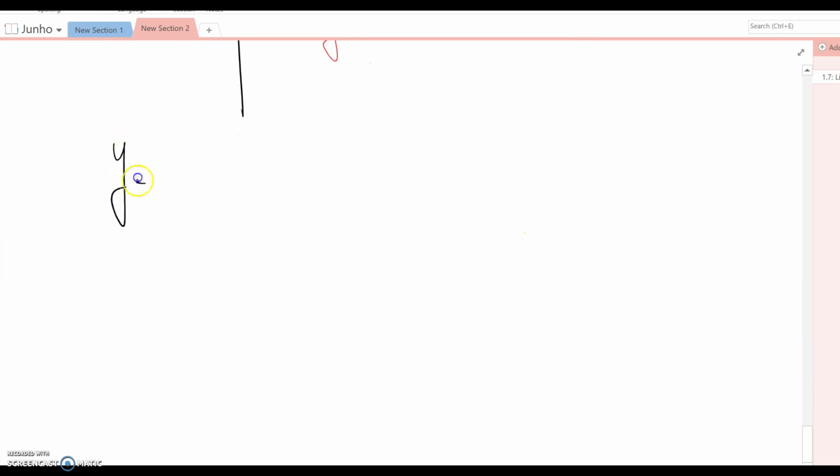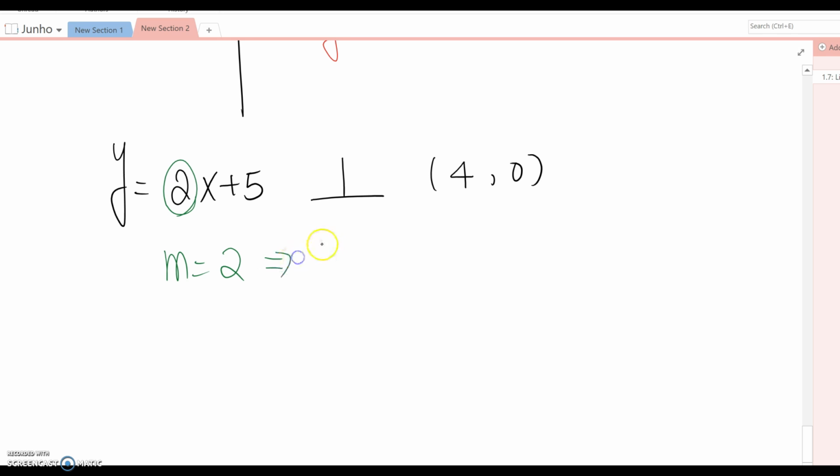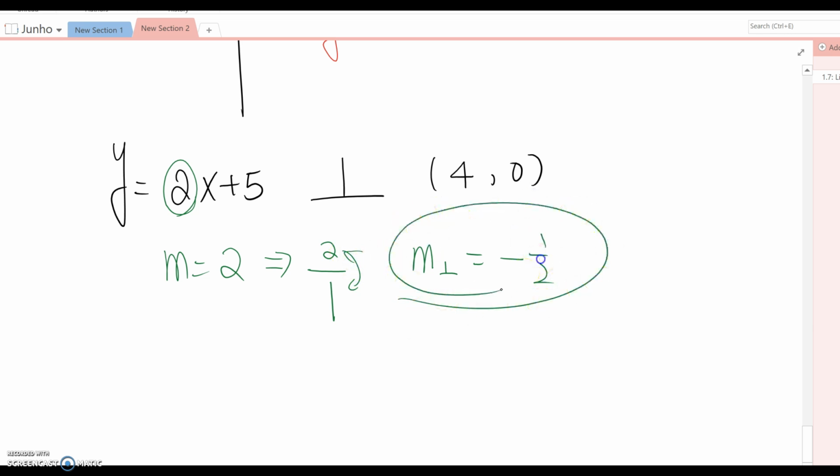I'm gonna give you y equal to 2x plus 5, and we want to find the perpendicular line passing through (4, 0). The same way like before, but not the parallel line anymore. So you need to use the negative reciprocal as the perpendicular slope. Given m equal to 2, you can rewrite this as 2 over 1. So we can find the perpendicular slope, the opposite, which is negative reciprocal, so it becomes -1 over 2. That will be our slope.